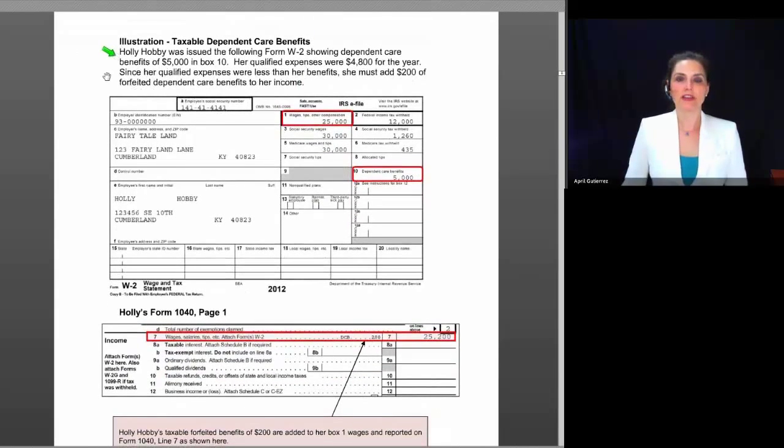In this illustration, we have a character named Holly Hobby. Holly Hobby was issued the following W-2 showing dependent care benefits in Box 10. You can see $5,000. Her wages were $25,000 and dependent care benefits were $5,000. Now, during the year, her qualified expenses only totaled $4,800, and $4,800 is less than the $5,000 of dependent care benefits she received. So that tells you that she's going to have taxable income that results from that.